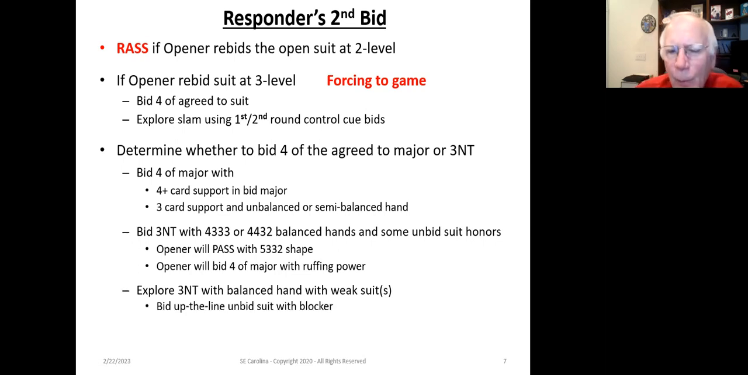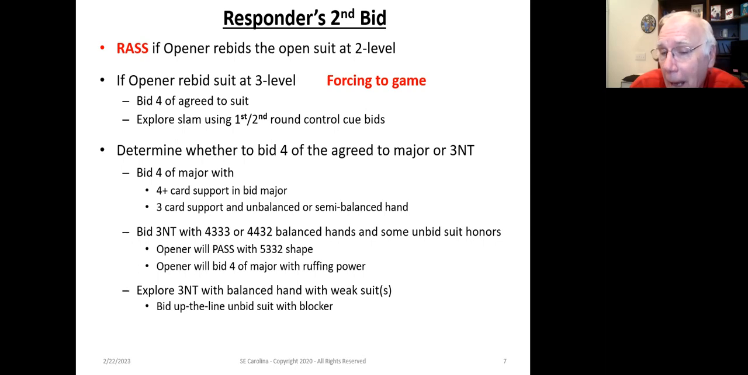The way we do this is we bid up the line the unbid suit where we've got a blocker. So let's say the bidding started out with 1 heart, the responder bid 2 clubs, and the opener bid 2 no trump. Now the 2 no trump does not promise blockers. It's really important: 2 no trump by the opener as their second bid does not promise blockers. It promises that the shape is 5-3-3-2, so they could have weak suits.